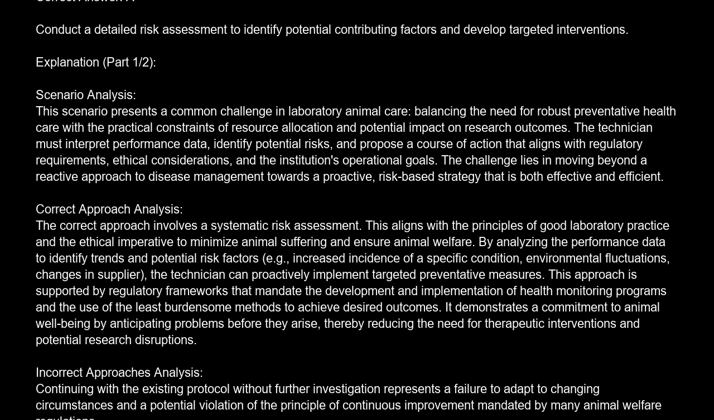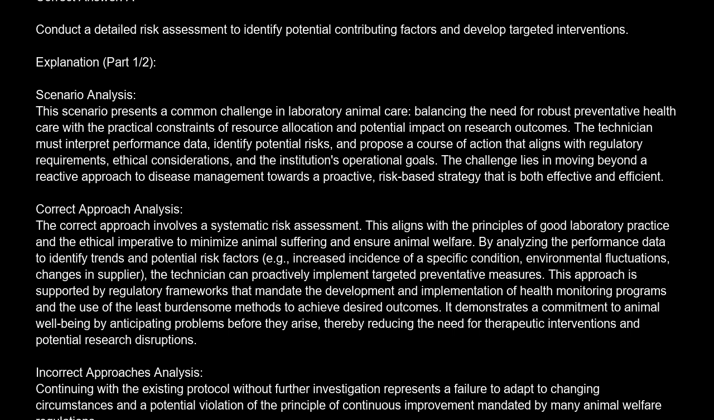The correct answer is A. Conduct a detailed risk assessment to identify potential contributing factors and develop targeted interventions. Explanation. Scenario analysis. This scenario presents a common challenge in laboratory animal care, balancing the need for robust preventative health care with the practical constraints of resource allocation and potential impact on research outcomes.